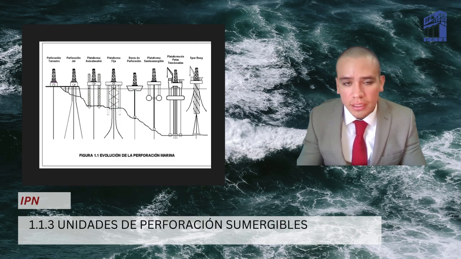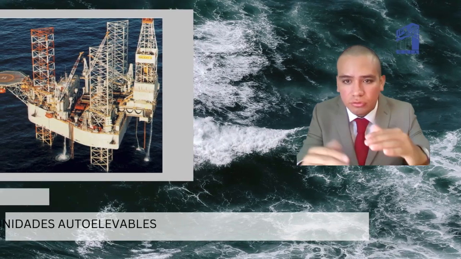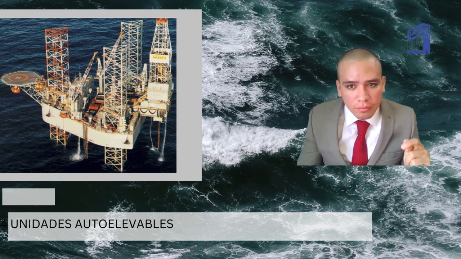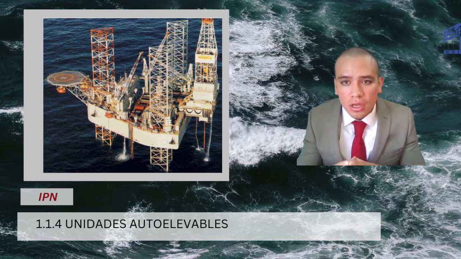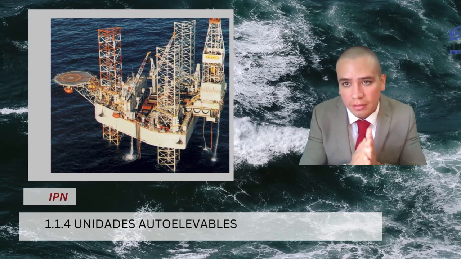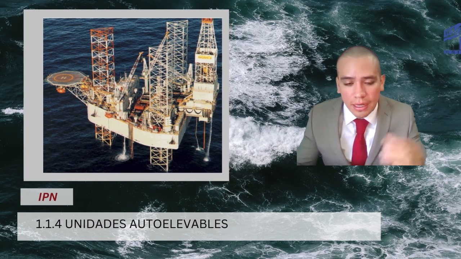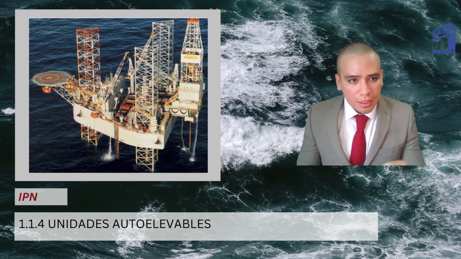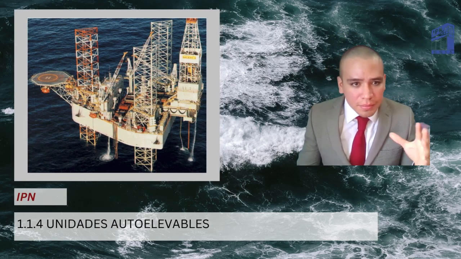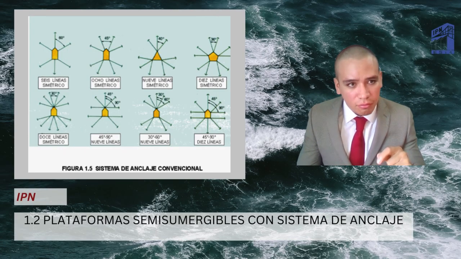Next, 1.1.2 mobile drilling units. There are 5 basic types of mobile offshore drilling units: submersible, jack-up, semi-submersible, drill ships, and tension leg platforms. 1.1.4 Jack-up units. Jack-up units are used in water depths up to 90 meters, taking into account the depth and the environmental conditions, types and density of the seabed.